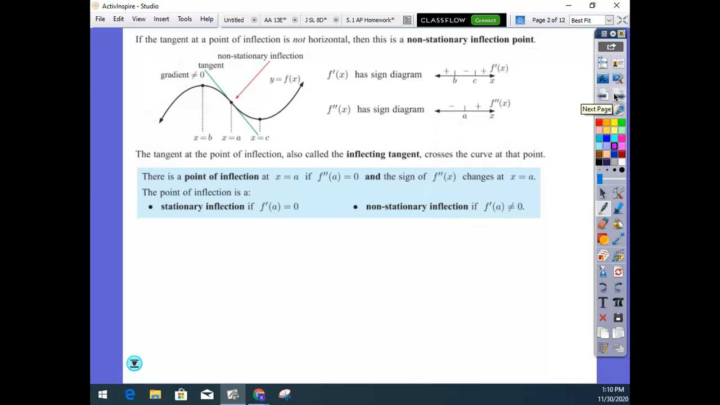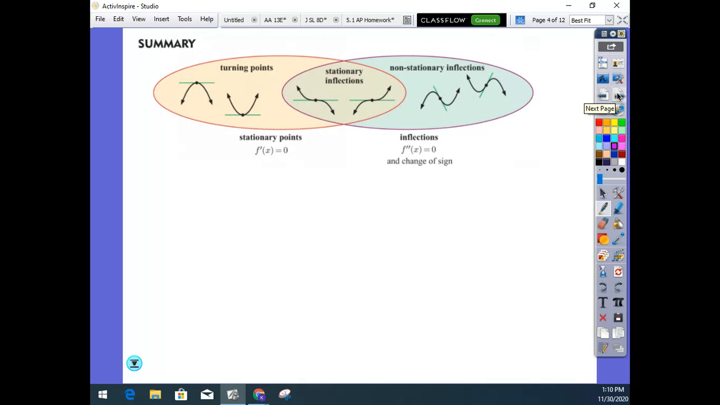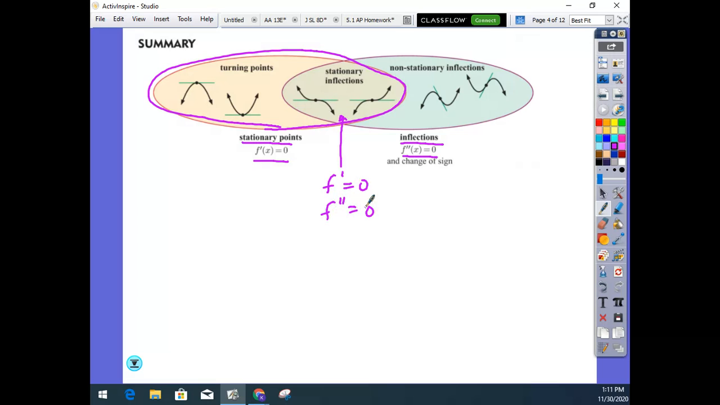I didn't really write any of this part down. Okay, this is on the next page. This is kind of a summary. So everything in this first circle here, these are stationary points where the first derivative equals 0. Everything in the second one are inflection points where the second derivative equals 0. So that means what's in the center, both f prime equals 0 and f double prime equals 0.